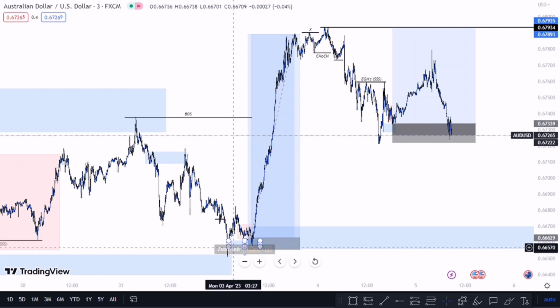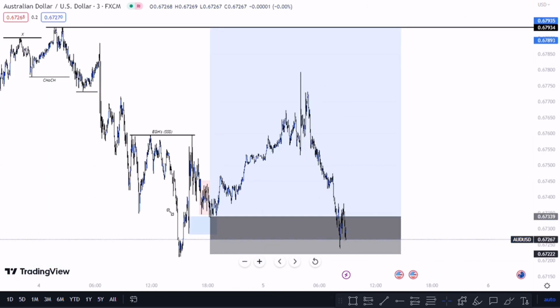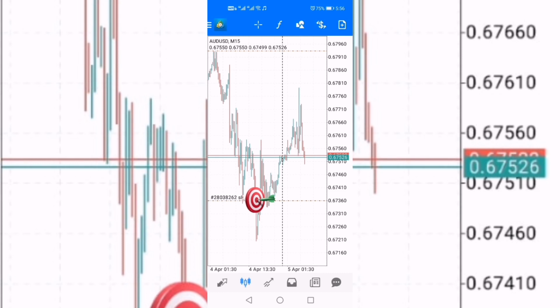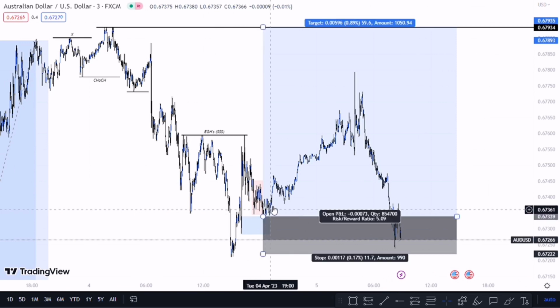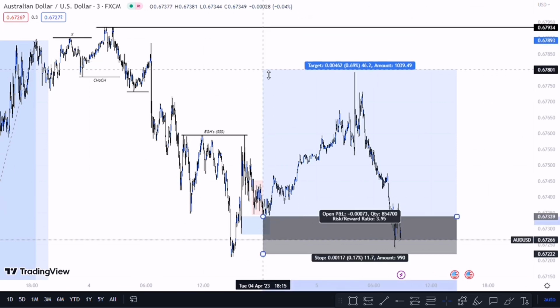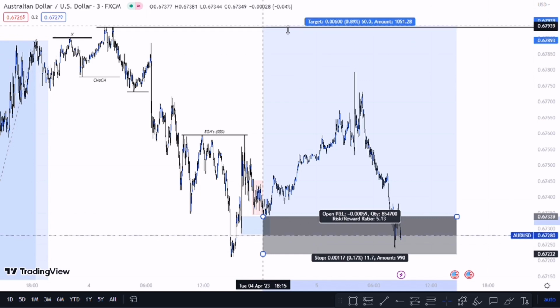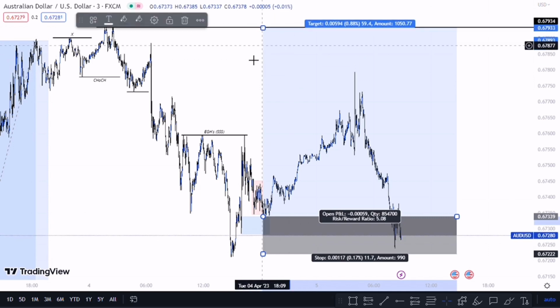This is a live market in USD on the 3 minutes time frame. This is the trade that we took yesterday. This trade ran, let's see, 3.9R, which we can say 4R. It ran 4R and then it came back to take us out at break even.